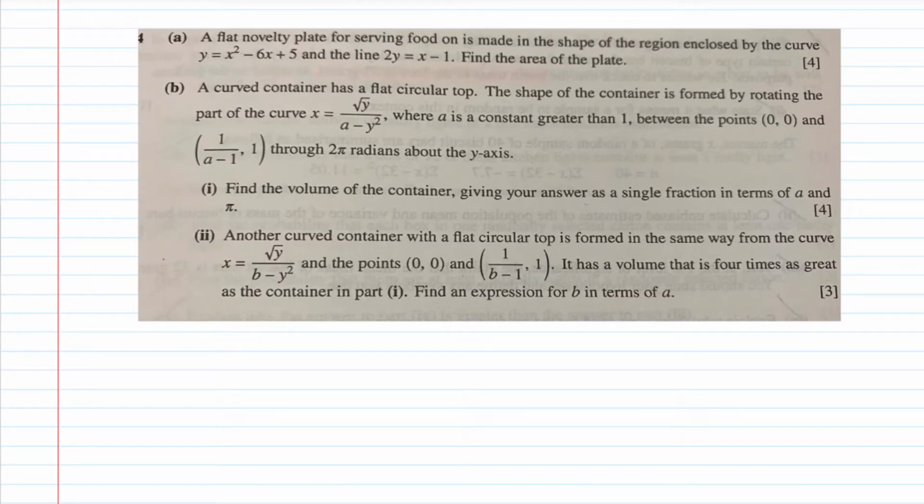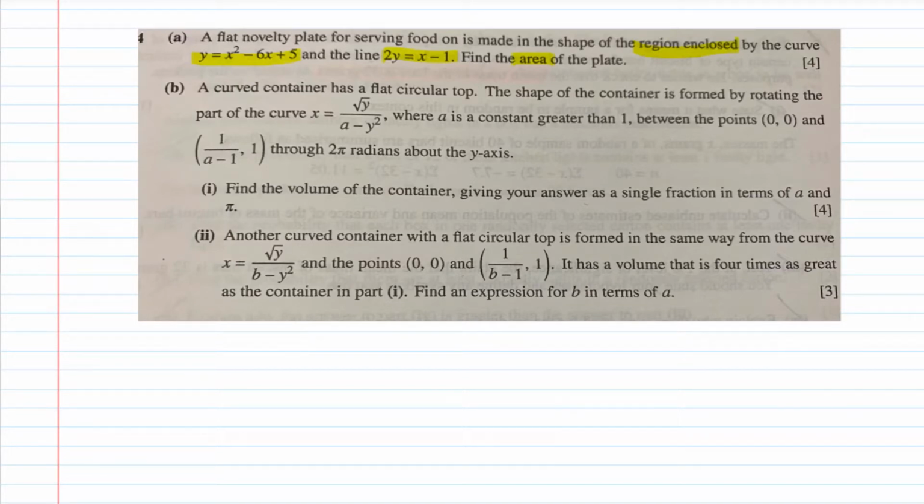So the question goes for part A. A flat novelty plate for serving food on is made in the shape of the region enclosed by the curve y equals x squared minus 6x plus 5 and the line 2y equals x minus 1. Find the area of the plate. So this is an integration question on area.